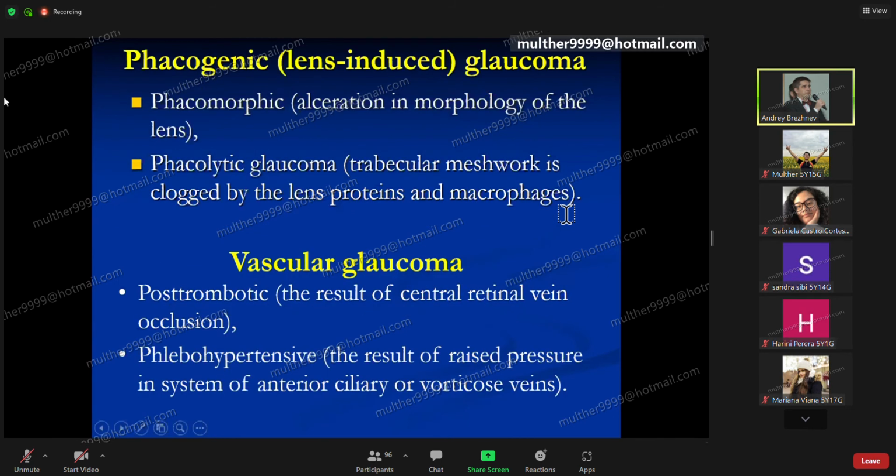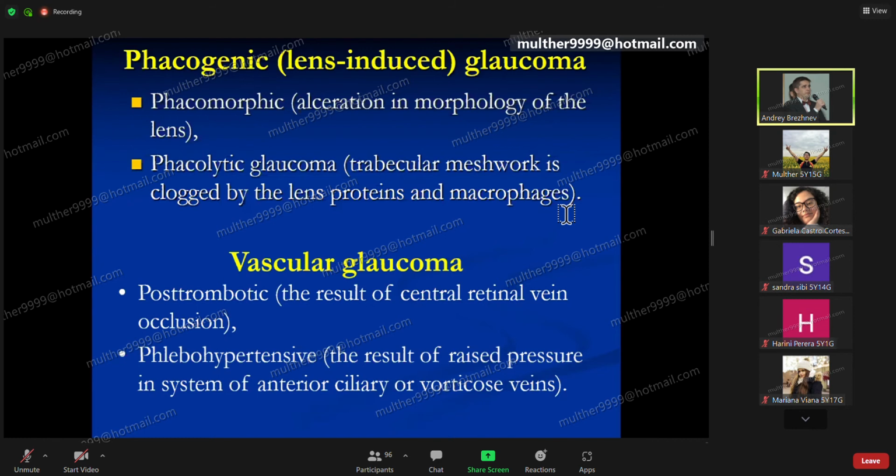The next group of secondary glaucomas, pathogenetic, lens-induced glaucoma. In these cases, IOP is raised secondary to some disorders of the crystalline lens. It includes the following subtypes. Phacomorphic, due to alteration in morphology of the lens: swollen cataractous lens, anterior subluxation, and dislocation of the lens.